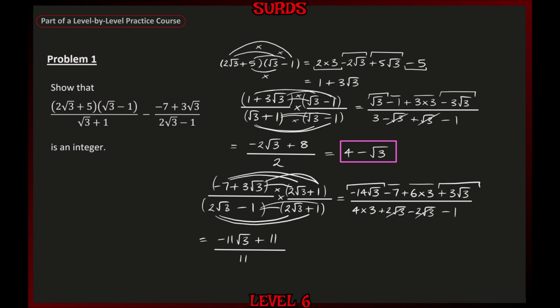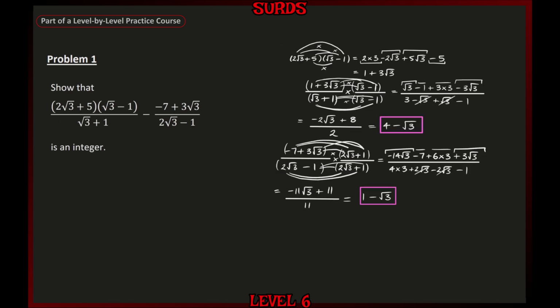As with the previous fraction at the very end, we can simplify one step further because the two terms in the numerator can both be divided by 11. And again, I'm going to put the positive term first. So starting with the 11, we have 11 divided by 11 gives us 1. And then minus 11 root 3 divided by 11 just gives us minus root 3. So our second fraction simplifies to 1 minus root 3.